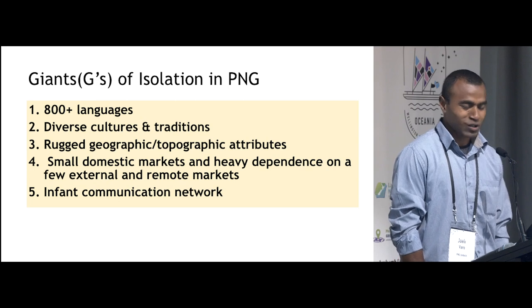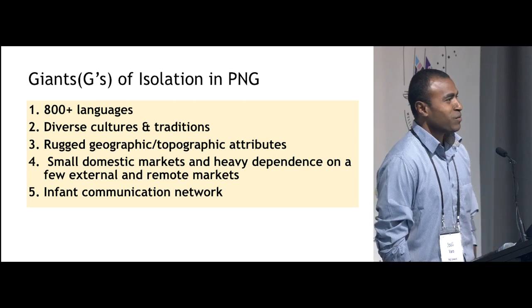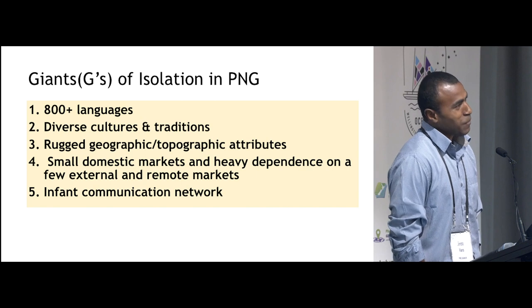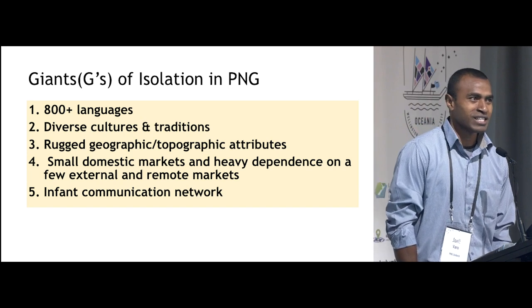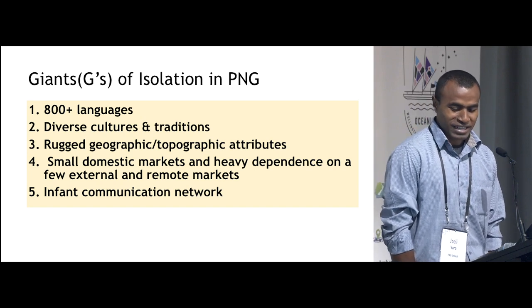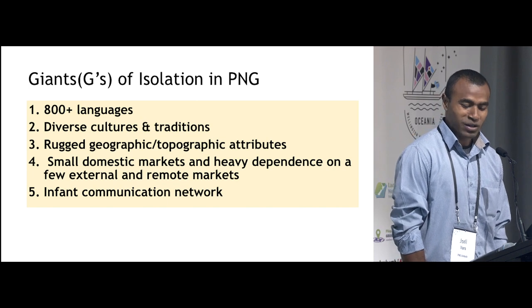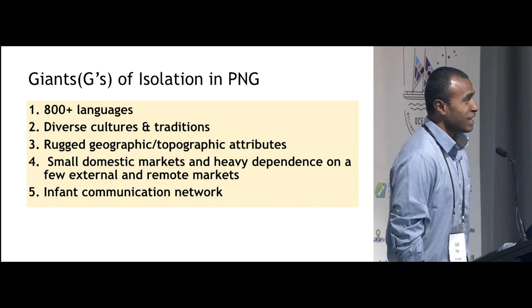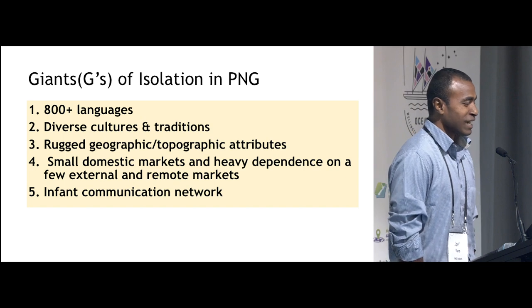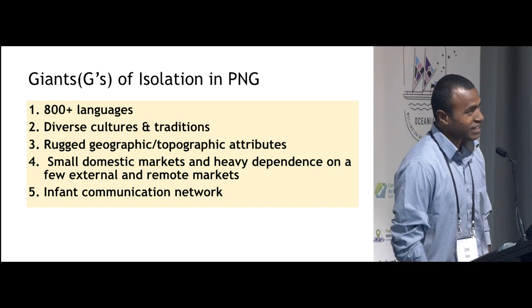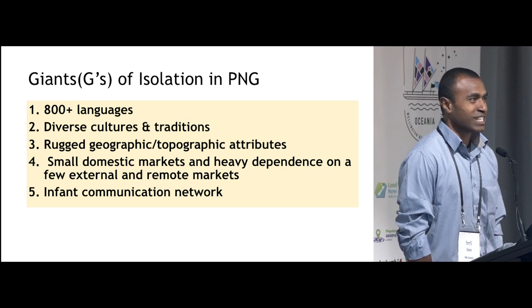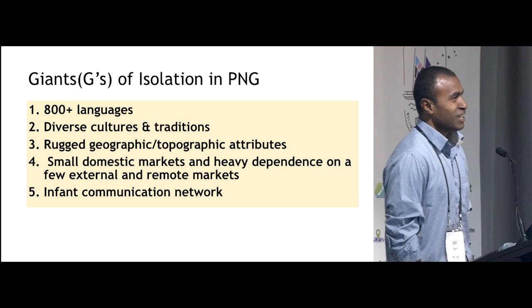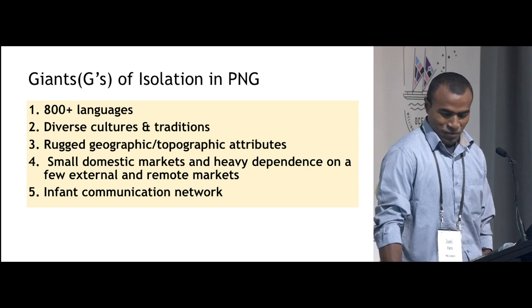Rugged geographic and topographic attributes, very, very rugged terrain. We cannot move easily from one place to the other. Either you access a canoe or you walk to reach one point or the other. Small domestic markets and heavy dependence on a few external remote markets, and an infant communication network. I would not say disconnected communication network. We are connected, but only at its infancy stage. We are still developing. Simply, we are small island developing states.